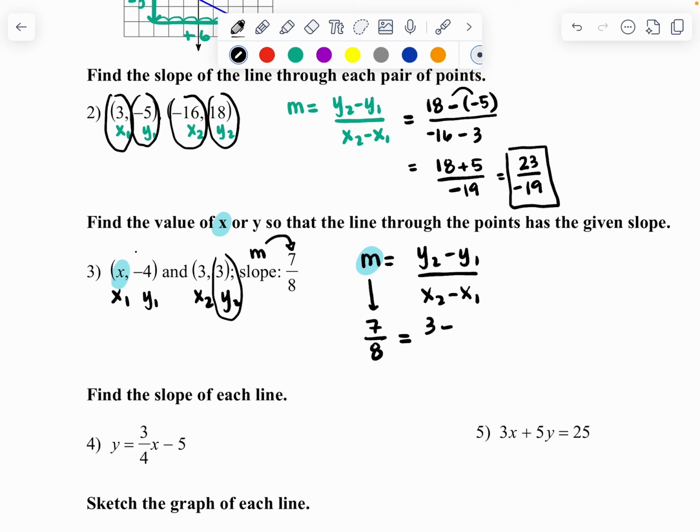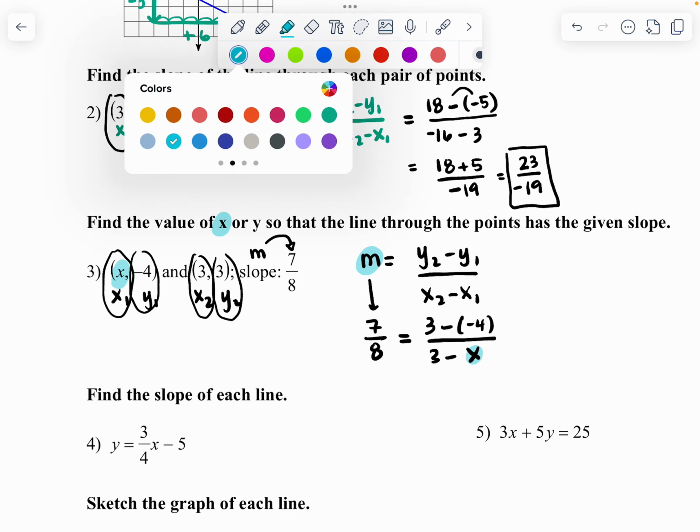Minus my y1 is negative 4, all over my x2 is 3, minus my x1. Now this time I don't know what that is. It's just called x, and that is what I need to find. Okay, so let's go ahead and simplify this a little bit.